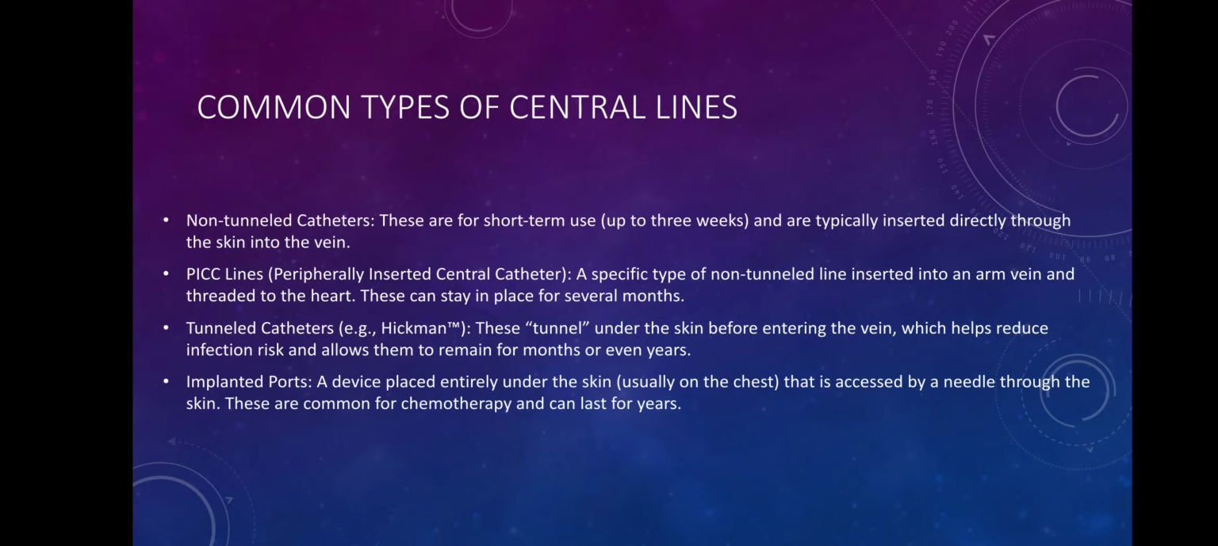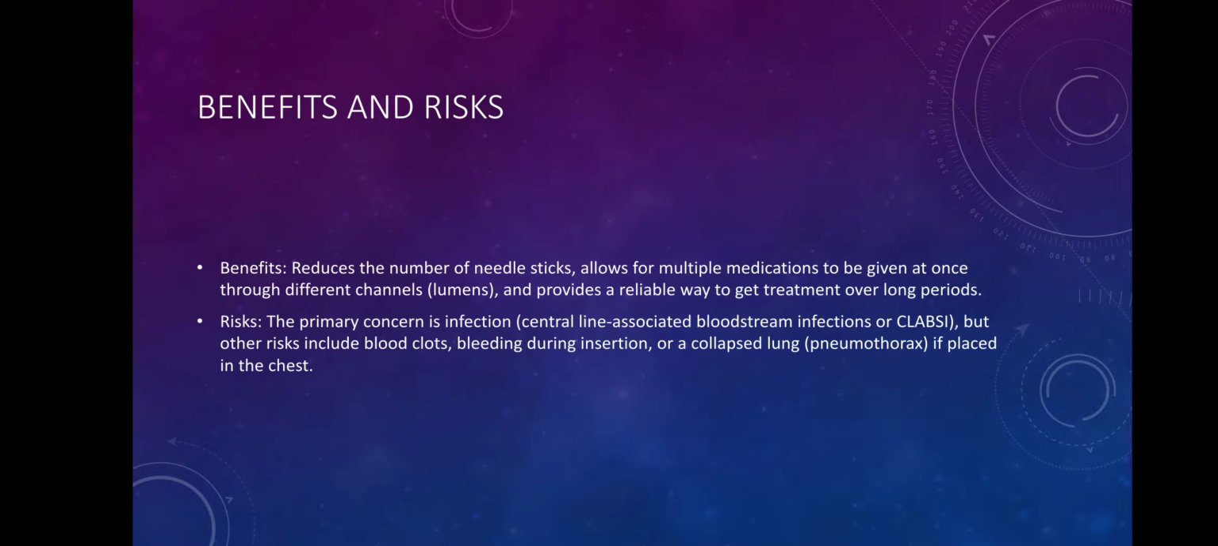Tunneled catheters tunnel under the skin before entering the vein, which reduces infections and allows them to remain for months to even years. Implanted ports are a device placed entirely under the skin, usually on the chest, that is accessed by a needle through the skin. They're common for chemotherapy and can last for years.